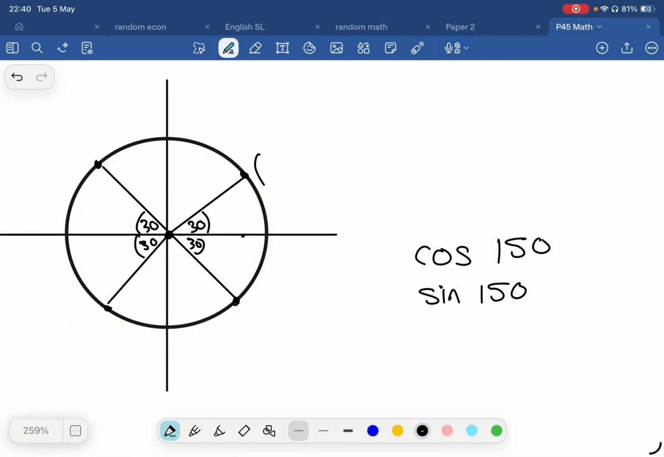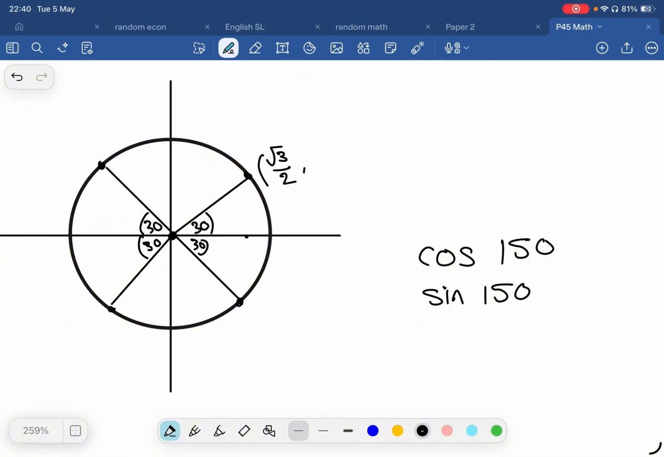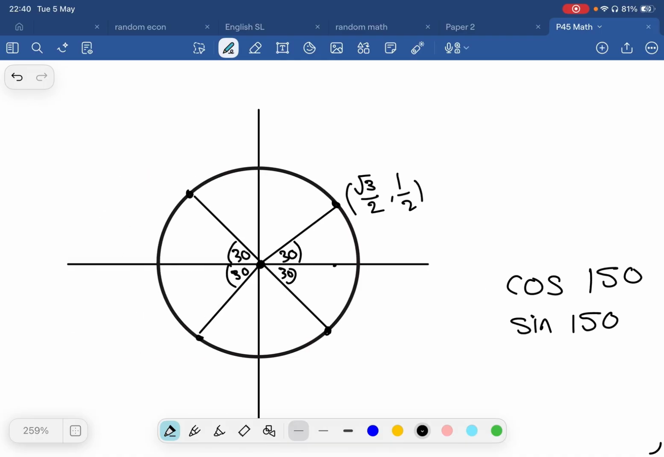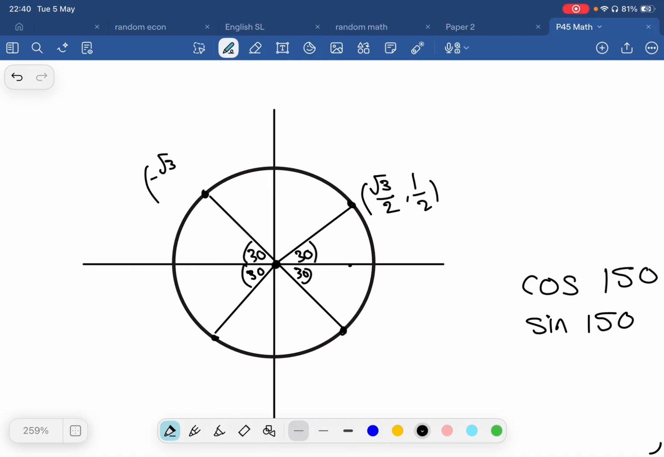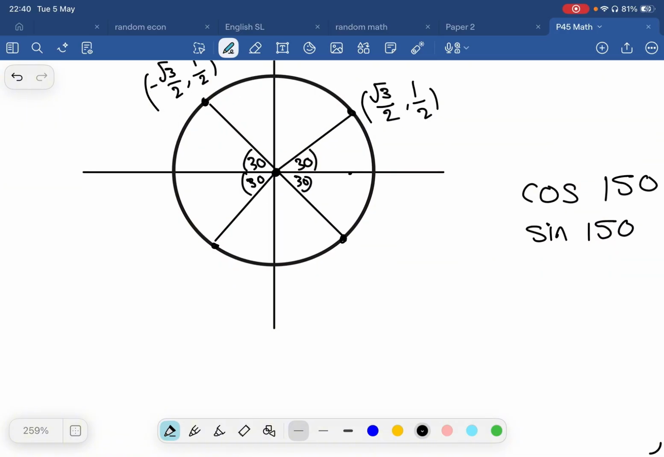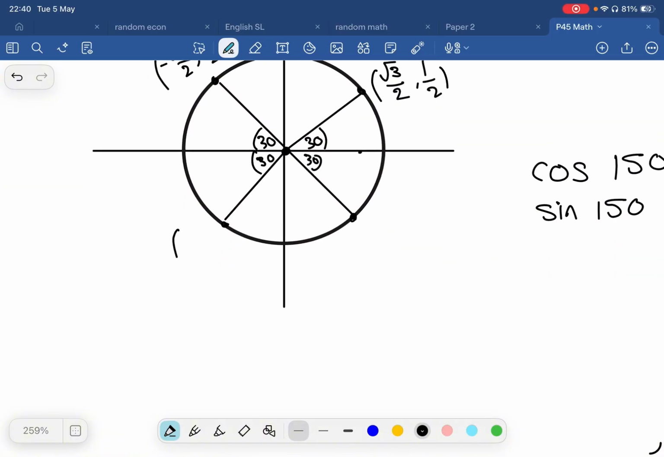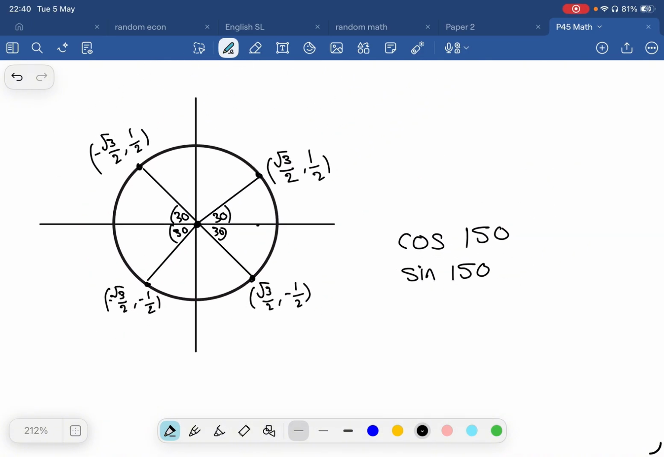Okay, you know what this point's going to be. It's going to be cos of 30, which is root 3 over 2. You can find that using the triangles, and sine of 30, which is 1/2. This will be negative root 3 over 2, 1/2. And this will be negative root 3 over 2, negative 1/2. And this will just be root 3 over 2, negative 1/2. Okay, so cos of 150, pretty easy. Just this angle here, 180 minus 30, just this value. Negative root 3 over 2. Sine of 150, we know that already, 1/2.